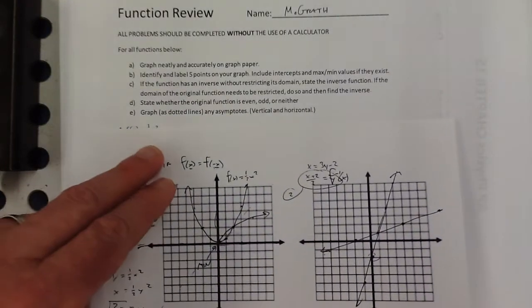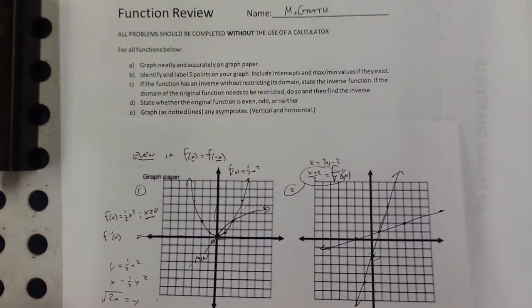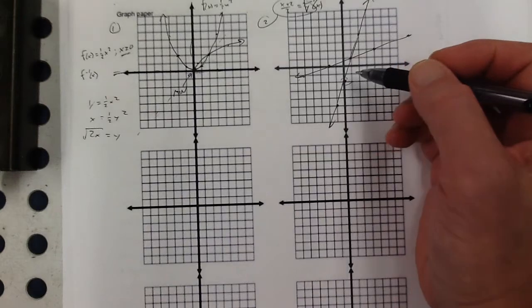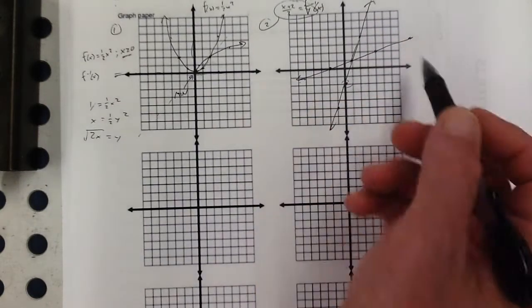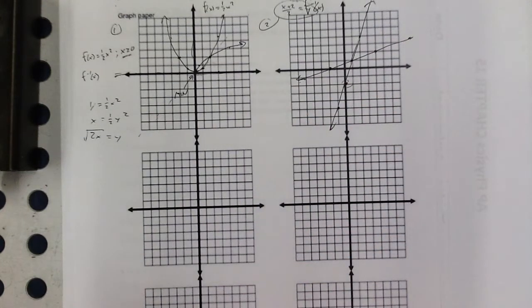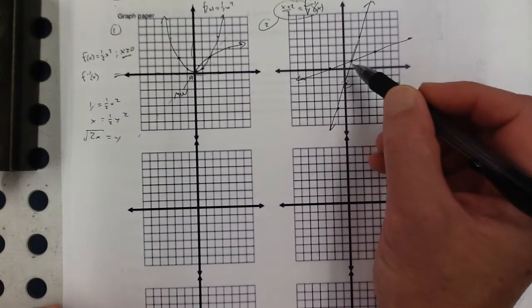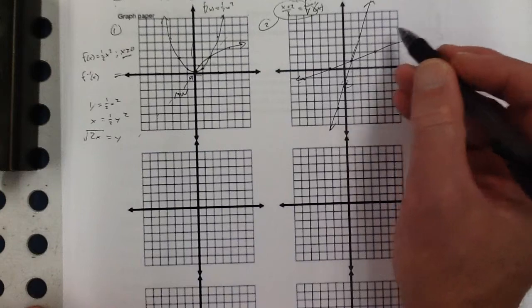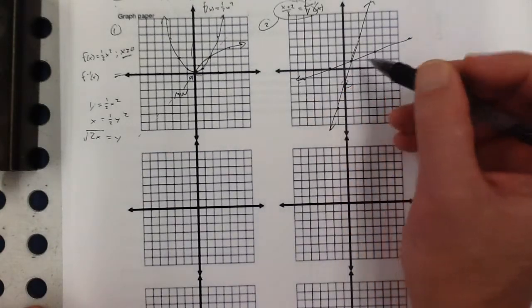And any asymptotes? Nope. Is this line even, odd, or neither? Well, it's not even because it doesn't have that fold over. Is it odd? What does it mean for a function to be odd? A function to be odd means whatever happens on this side of the axis, the exact opposite thing happens.